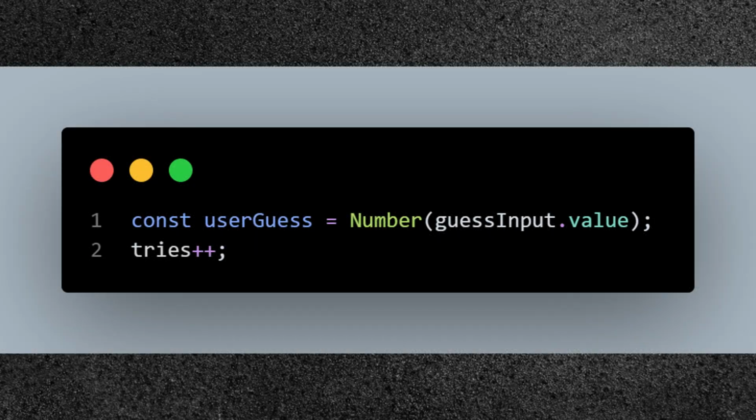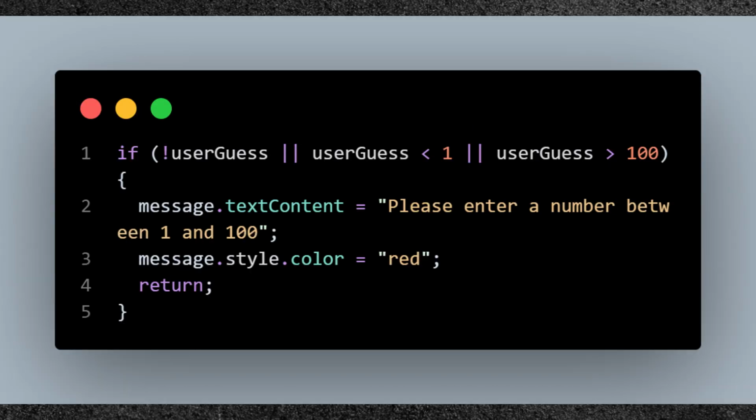Next, we take the user input using guessInput.value and convert it to a number. Then we increase the number of tries by 1. Next, we check if the guess is not valid, maybe it's empty or outside the 1 to 100 range. If that's the case, we show an error message and stop the function using return.